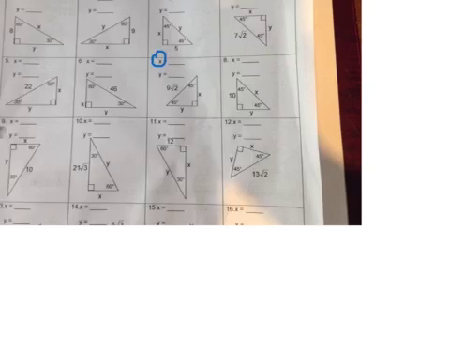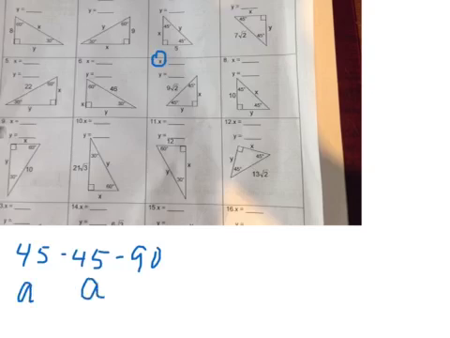Now, normally, when I have a 45, 45, 90, across from each 45-degree angle, I usually label it x, but they've already used x's here for their variables, so I'm going to choose a's, okay? So across from each 45-degree angle, that side length's going to be a, and then across from the 90-degree angle, it's going to be a square root of 2, okay?